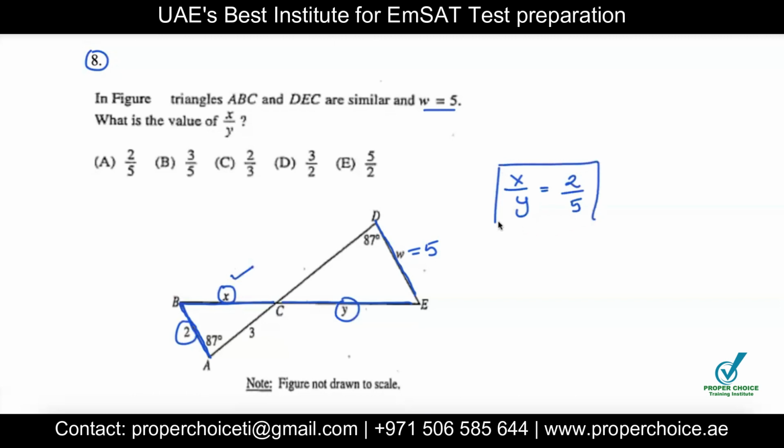So you can't interchange them whichever way you want. So here I go with option C, which is 2 by 5.